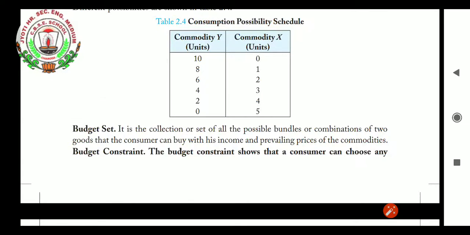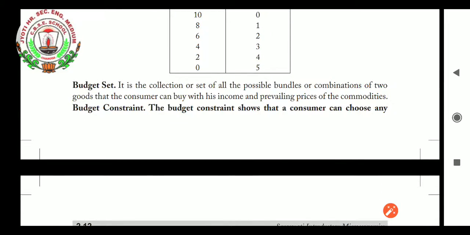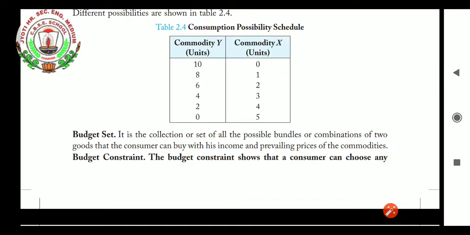It is a collection or set of all the possible bundles or combinations of two goods that the consumer can buy with his income and prevailing prices of the commodities. We can say this: the table which we are seeing before, table 2.4, is a budget set. If we are able to purchase 10 units of Y, definitely 0 units of X we can consume. If we are ready to purchase 8 units of Y, definitely 1 unit of X. So this is one set.